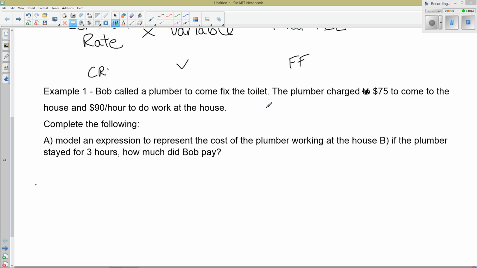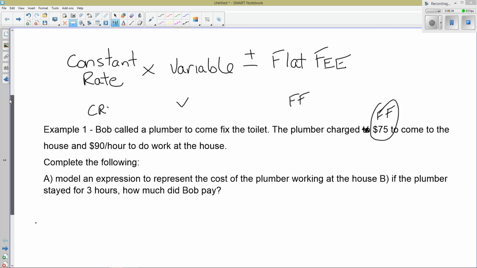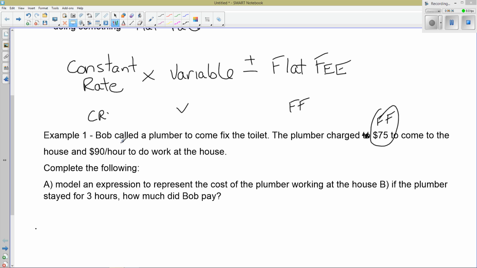So I go through and I read the numbers. There's only a couple of numbers attached here. The plumber charged $75 to come to the house. So no matter how much work he does, we're gonna have to pay him $75. That's the flat fee. Right? That's the flat fee right there. $90 per hour to do work. Oh, well, that's the amount that changes based on how long the guy sticks around. So that's the constant rate. So that there would be the CR. And this here becomes our variable. It's the amount attached. Usually in these questions, they're right next to one another.